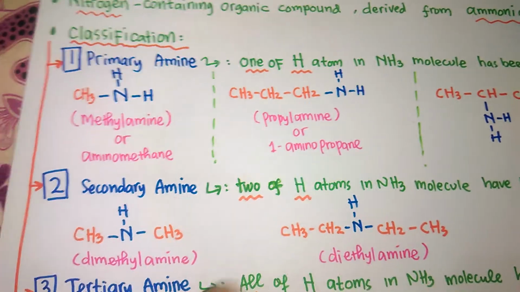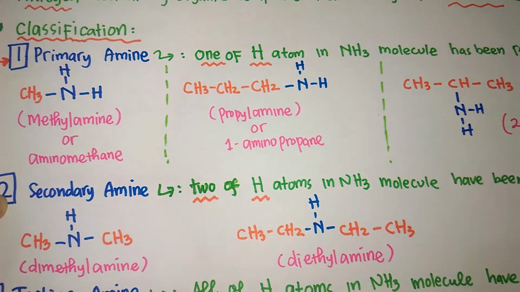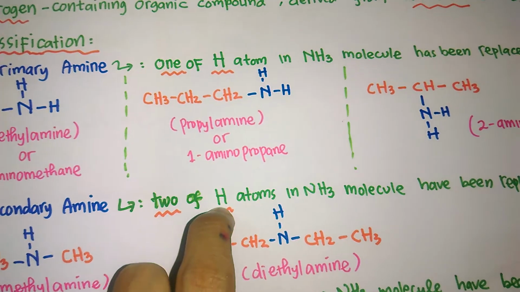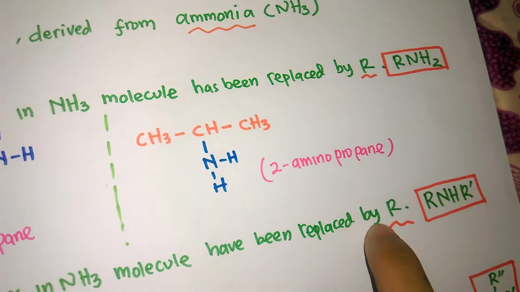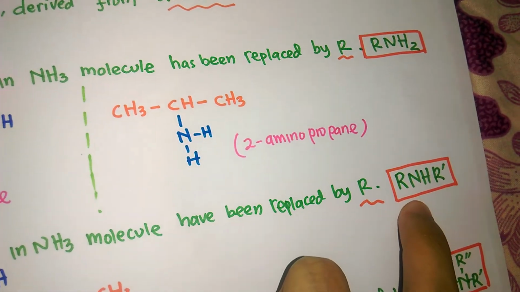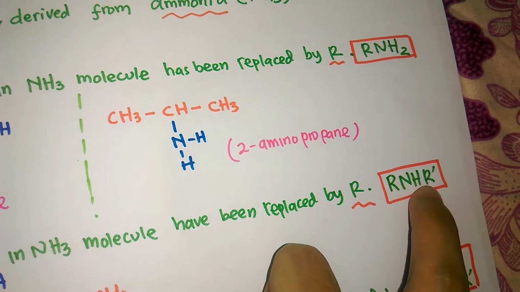Well, we move on to secondary amine. Secondary amine happens if two of the hydrogen atoms in the ammonia molecule have been replaced by alkyl. So the general formula for secondary amine is RNHR.